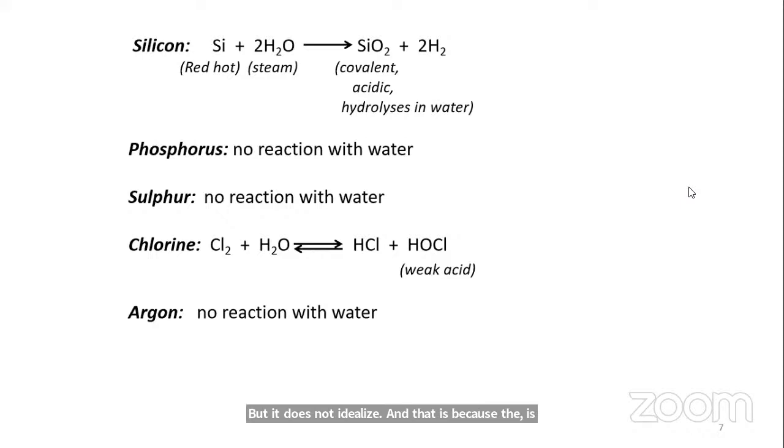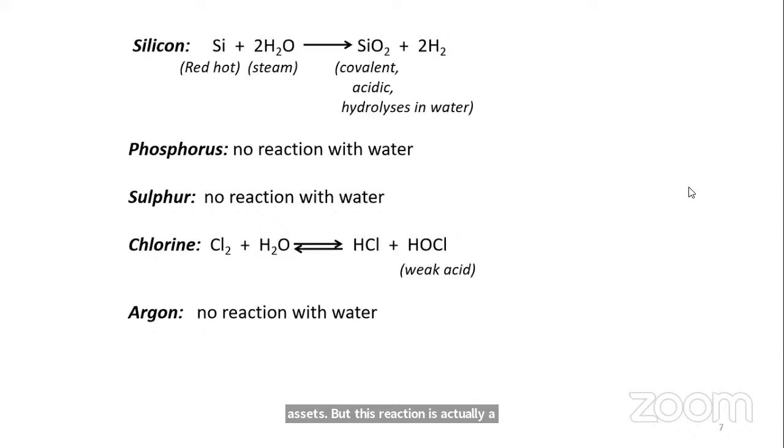Phosphorus and sulfur do not react with water. Chlorine reacts with water, and it gives us 2 acids. It gives us hydrochloric acid, which is a strong acid, and the oxochlorine 1 acid, which is a weak acid. The reaction of chlorine with water is actually what we call a disproportionation reaction. When chlorine reacts with water, it gives us 2 acids, but this reaction is a disproportionation reaction.